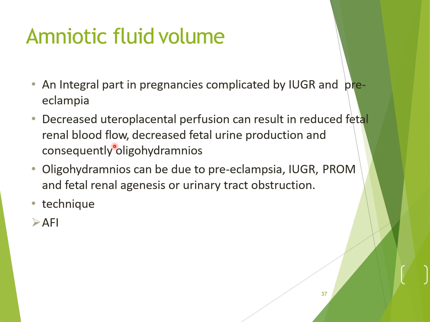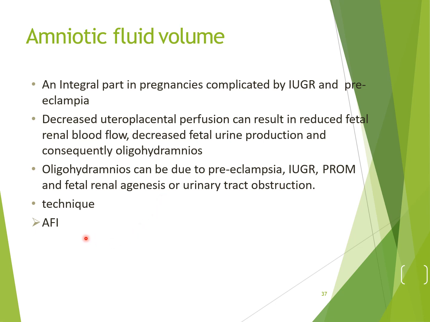That is, the urine production also will decrease, and we know that the main contributor to the amniotic fluid towards the end of pregnancy is fetal urine, and if the urine production is less, that will produce oligohydramnios. Oligohydramnios can occur due to preeclampsia, intrauterine growth retardation, premature rupture of the membranes, and if renal agenesis is there, that is, only one kidney is there for the baby, and if there is an obstruction in the urinary tract. In these cases you can see oligohydramnios or reduced amniotic fluid.